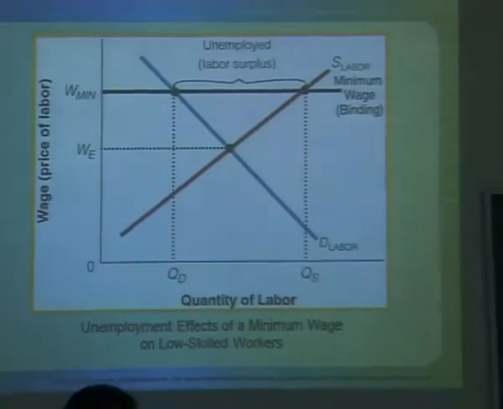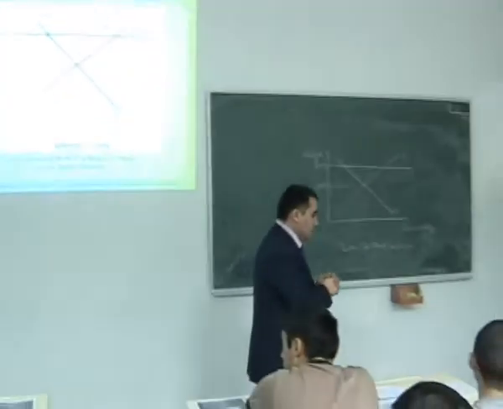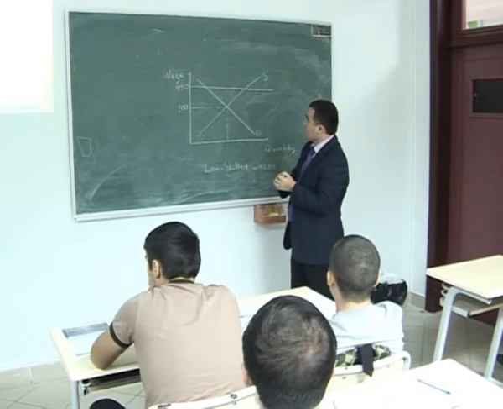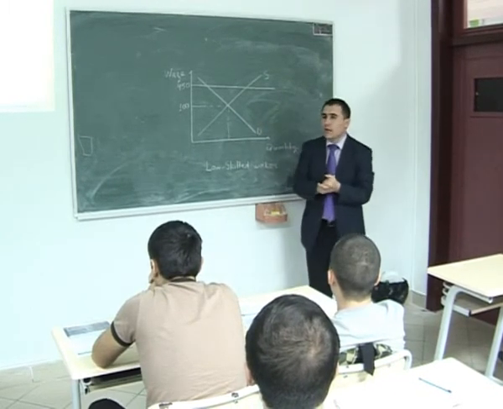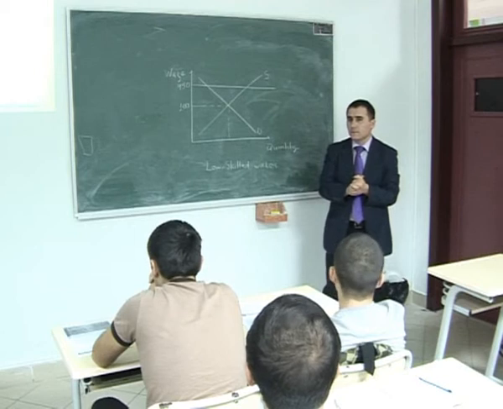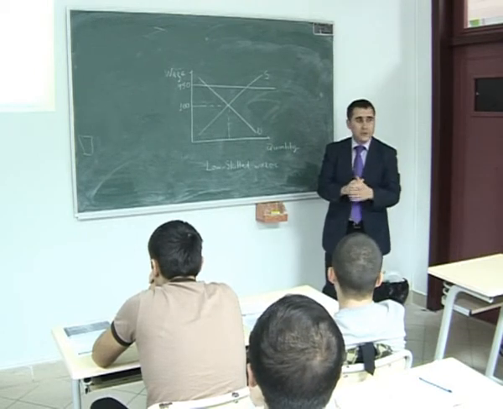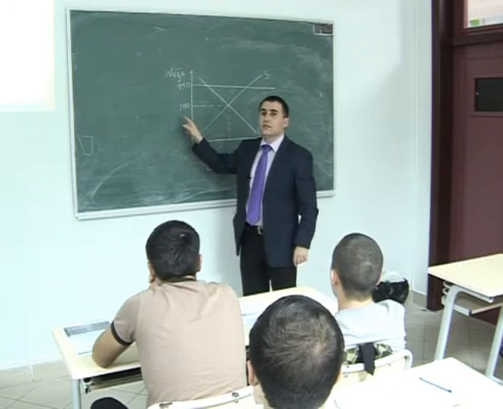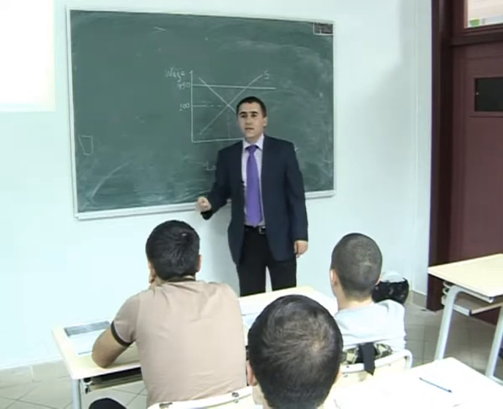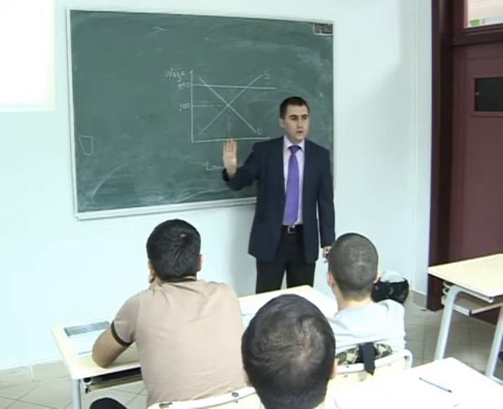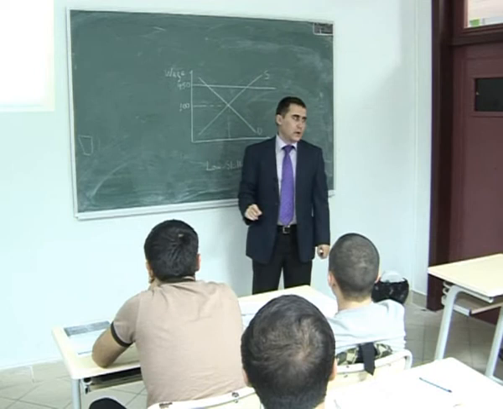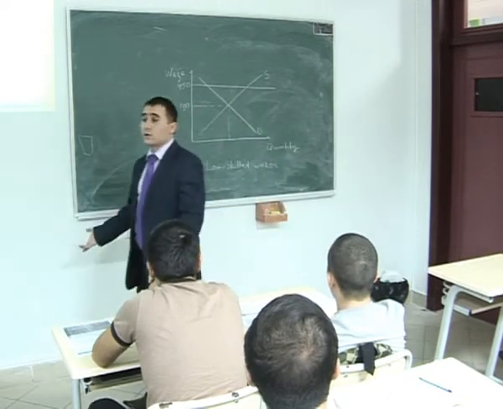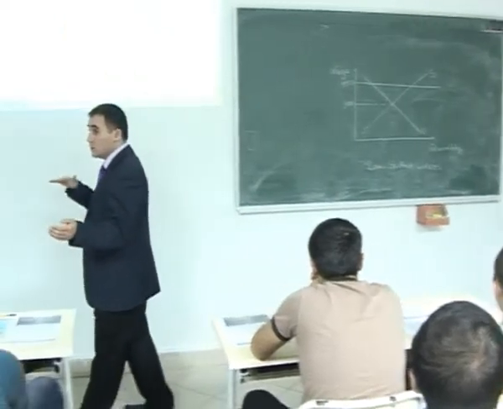So in this case, you see the quantity of labor supplied will go up. For example, those who didn't like the market equilibrium wage tried to stay away from the labor market. They said, okay, this number is very low, I'm not going to work under these conditions.